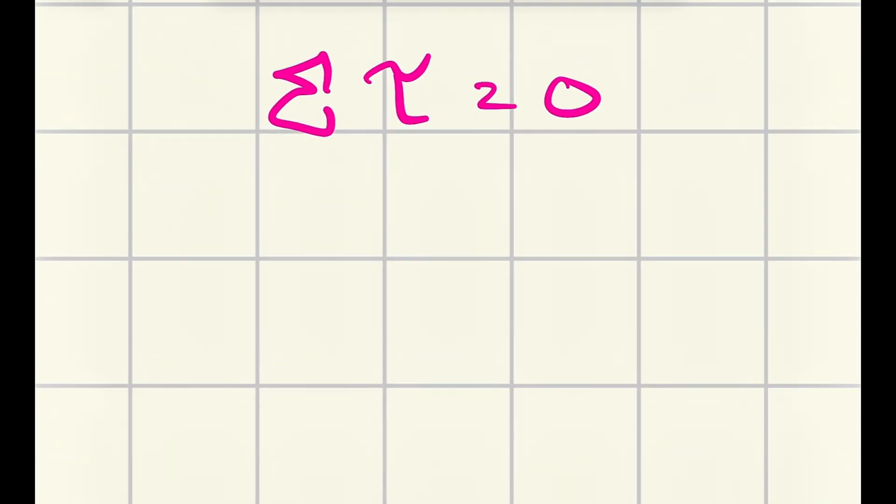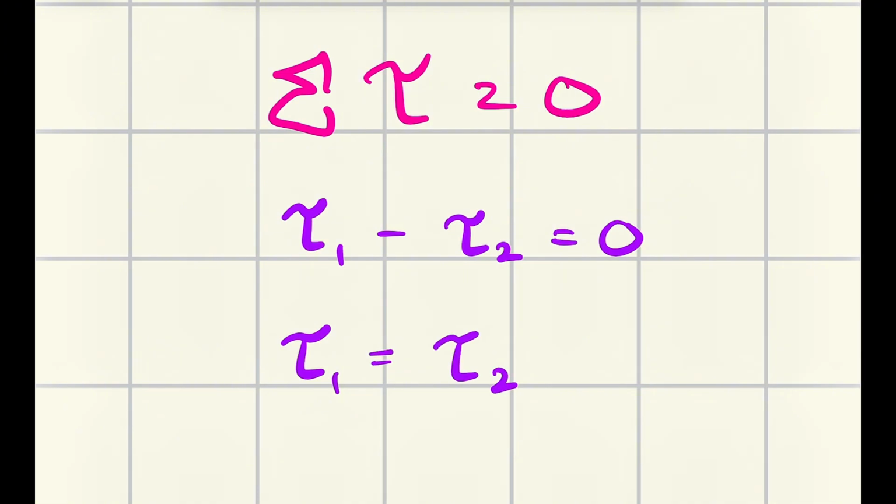Let's choose clockwise as positive. T1 minus T2 equals 0, right? It's equilibrium. Nothing is being rotated. And if we throw that T2 to the other side, it will be positive. Torque 1 equals torque 2.